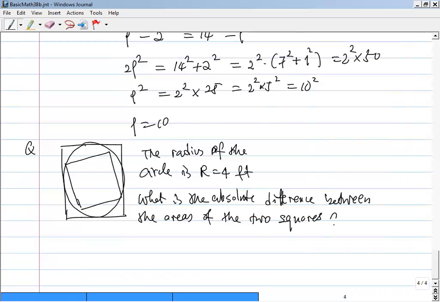Joshua, do you have an answer? Alex says 32. 32, so everybody got 32. Well, that's 64. Let's see. First of all, let's figure out the side length of each, right? If the outside one is called x and the inside one is called y, let's figure out what x is and what y is.